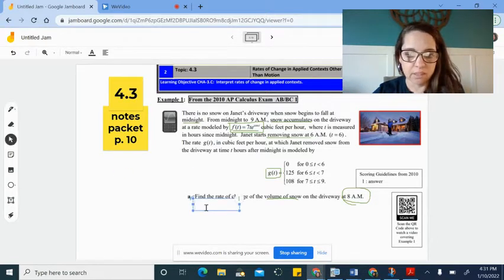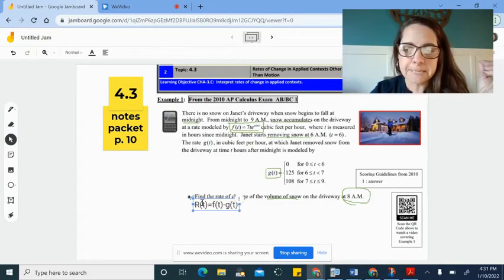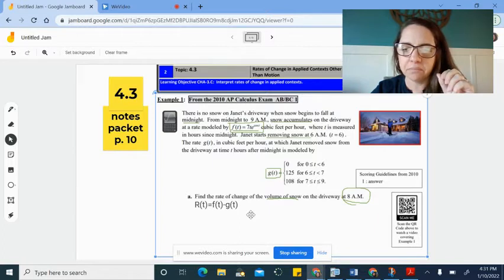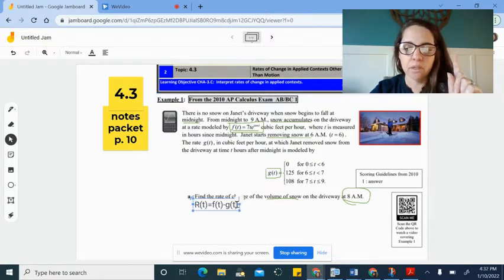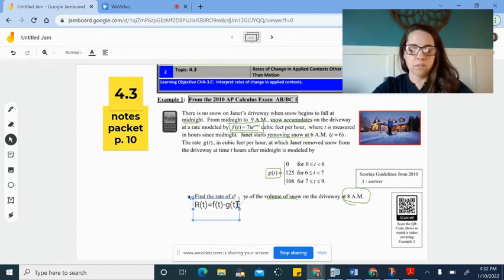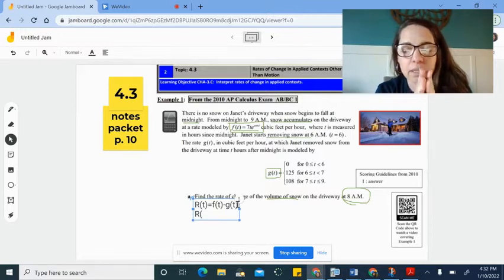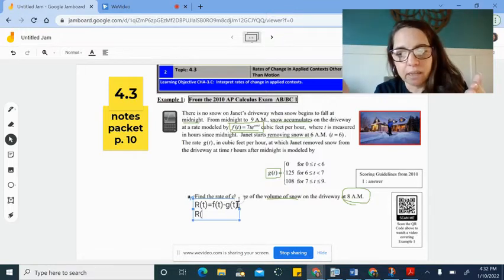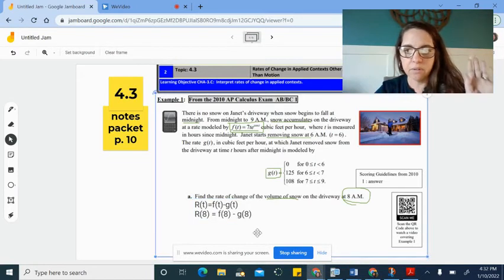So let's think of it this way. Let's give it some name. It's the rate of the change of volume, so I am going to go ahead and call it an R. Does that make sense? How fast it's being added and how fast it's being taken away tells us how fast the volume is changing. Are we okay with that? But they specifically want to know the rate when the time is 8 a.m. And if it starts at midnight, how many hours later is that at 8 a.m.? Is that okay so far?